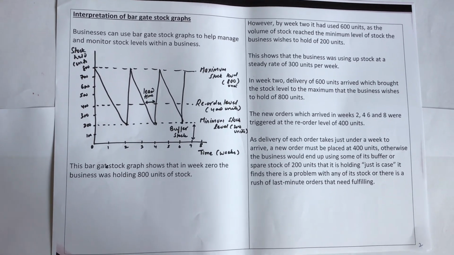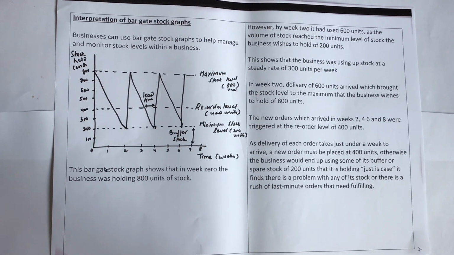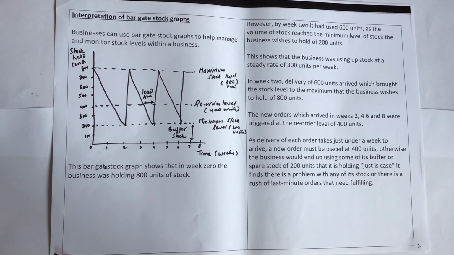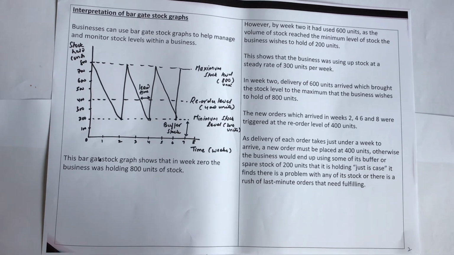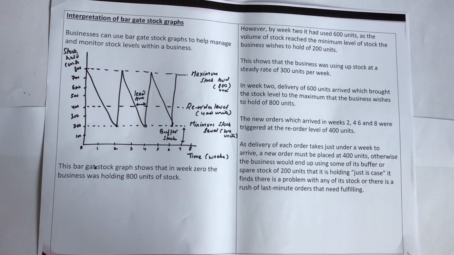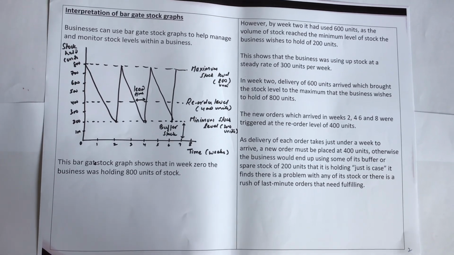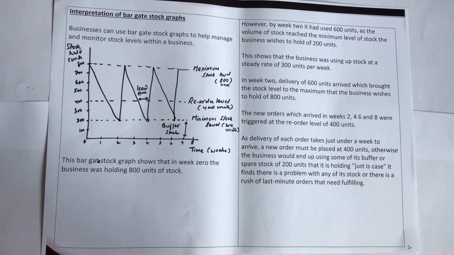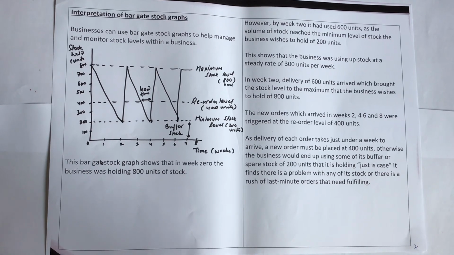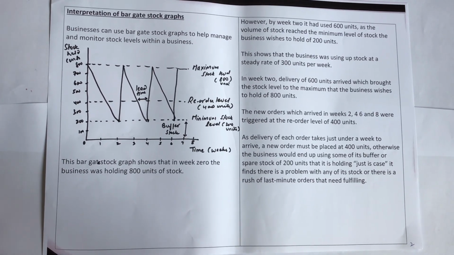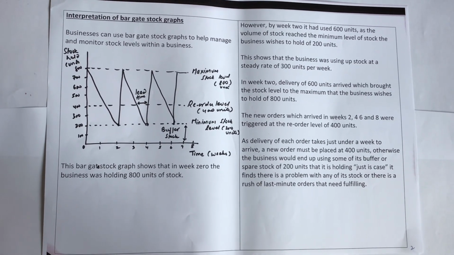This bar gate stock graph shows that in week 0 the business was holding 800 units of stock. However, by week 2 it had used 600 units as the volume of stock reached the minimum level of stock the business wishes to hold, which is also called buffer stock, which is 200 units. This shows that the business was using up stock at a steady rate of 300 units per week.